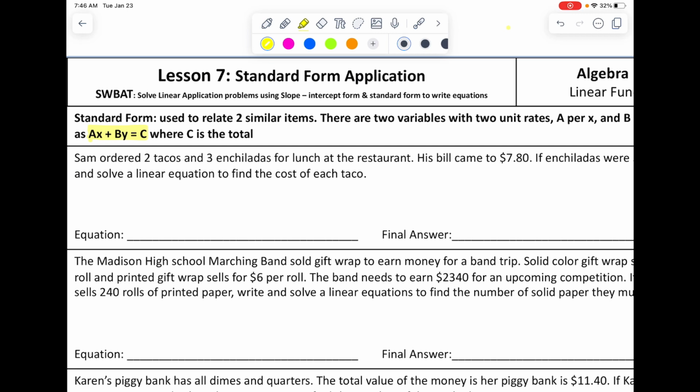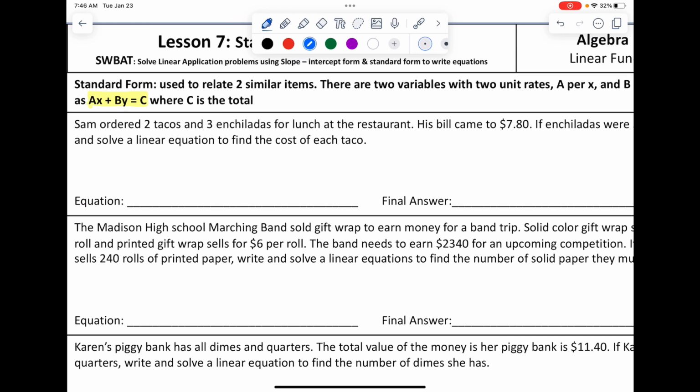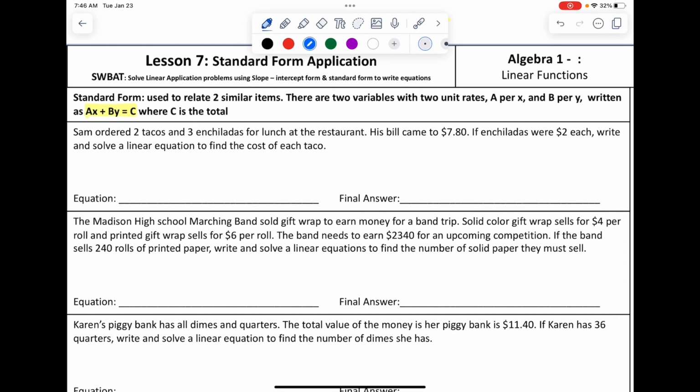have their unit rates. So the first example is: Sam ordered 2 tacos and 3 enchiladas for lunch at the restaurant. His bill came to $7.80. If enchiladas were $2 each, write and solve a linear equation, find the cost of each taco. So the first thing is this last sentence. Before we can plug in the 2, we need to have our equation first.